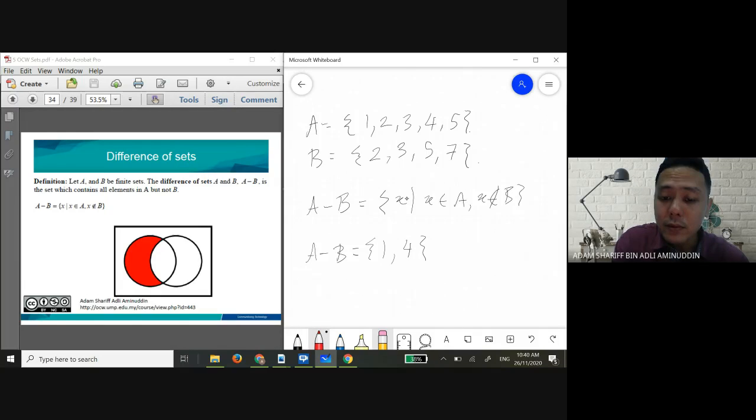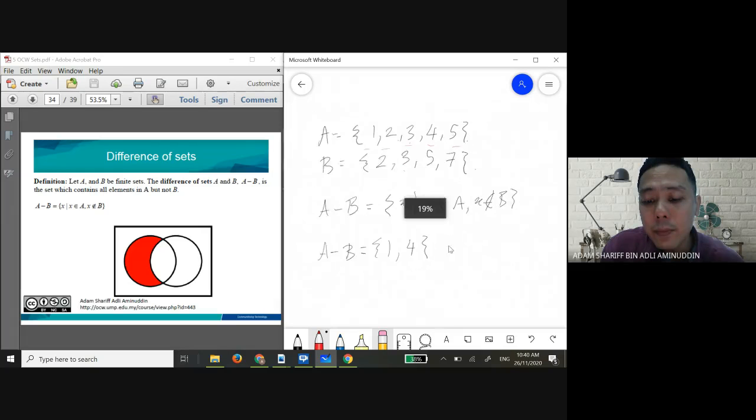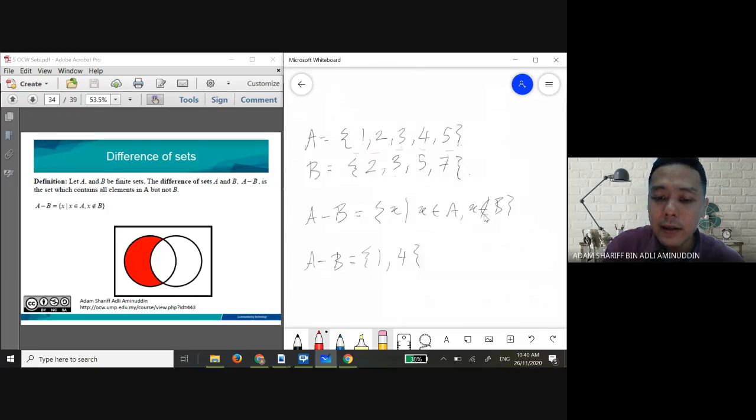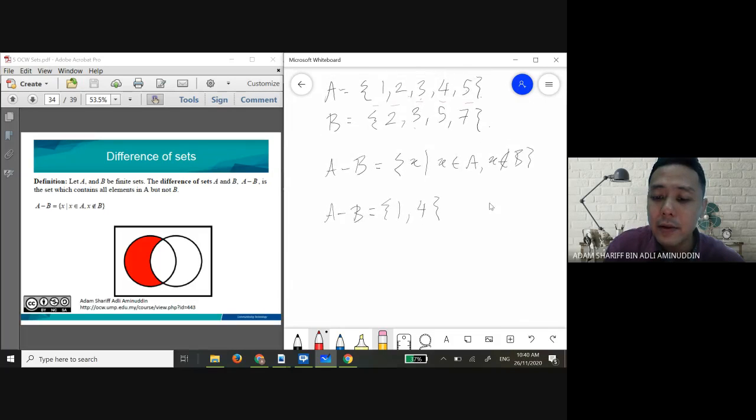You also try to look at the A case. Elemen apa yang hanya unik kepada A? Iaitu 1 and 4. 2 is in B, 3 is in B, 5 is in B. So you don't need to write that on the A minus B. There is one more approach that I always explain to the students, you can also do it like this first.